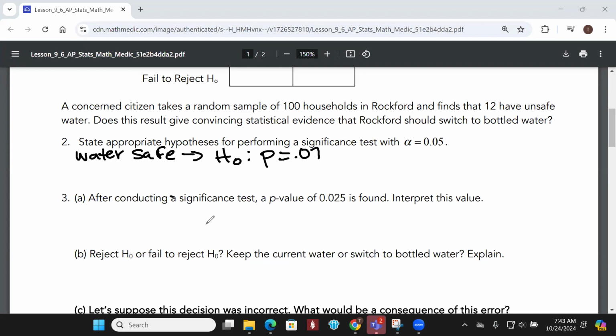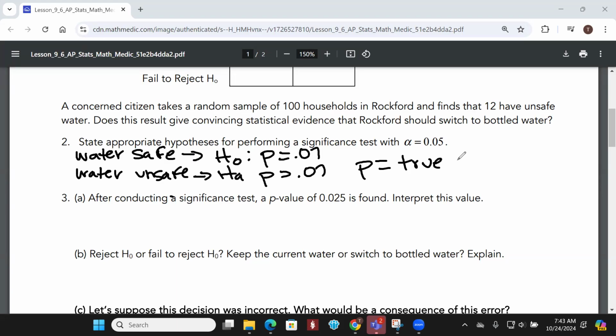Okay. If the water is unsafe, it said that it's more than 7%, right? So the alternative is p > 0.07. Remember, when we write the null hypothesis, it's going to be a number: p equals some number. The alternative is either going to be greater than, less than, or not equal to. Right. Okay, what does p actually stand for? The true proportion of all Rockford homes with unsafe water.